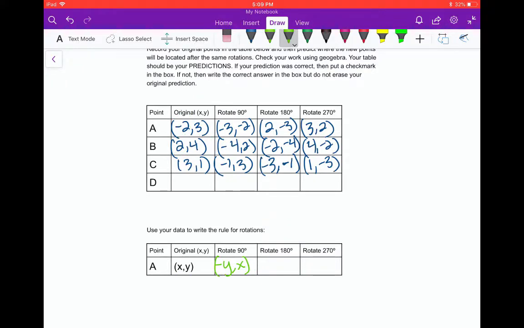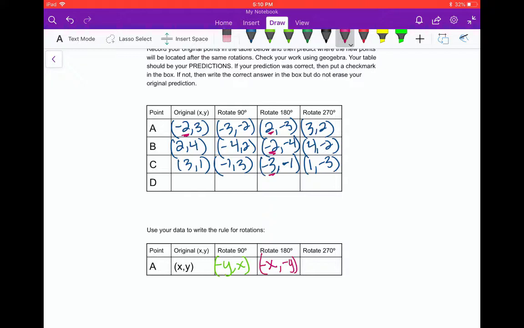Now we're going to look at rotating 180 degrees. For this, I see that my x is what the x was, but negative. Same thing here and same thing here. So my x is going to be -x, and my y is also negative. They don't switch places, but they both become negative.